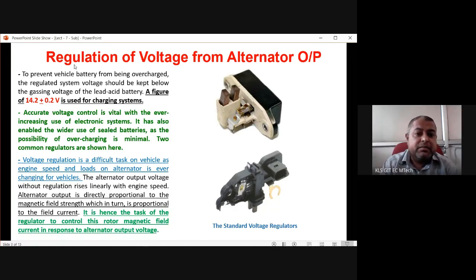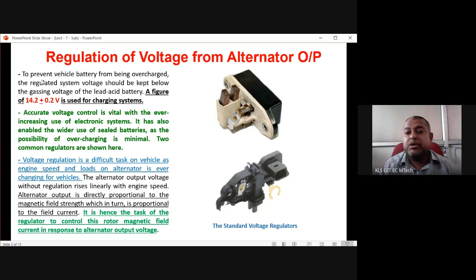To prevent the vehicle battery from being overcharged, the regulated supply voltage should be kept below the gassing voltage of the lead acid battery. So if you are overcharging the battery, at that time more gassing will be created, that will create pressure on lead, and it should not happen. Okay, so more gassing should be prevented. So to prevent more gassing, overcharging inside the battery must be prevented. So this is the range, a very important detail, many important figures you have to remember.